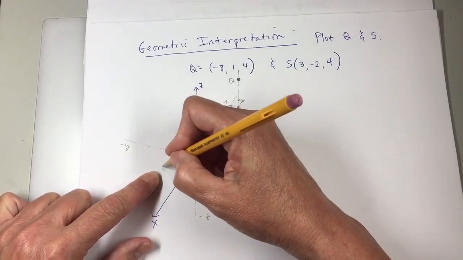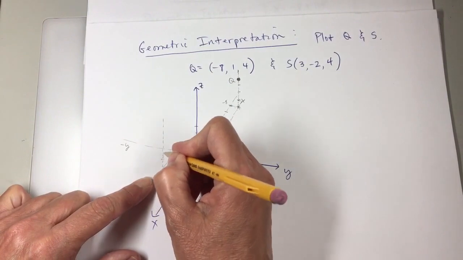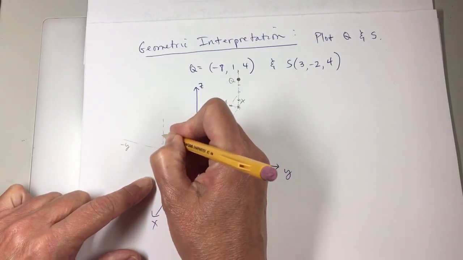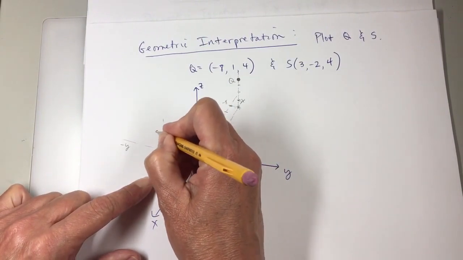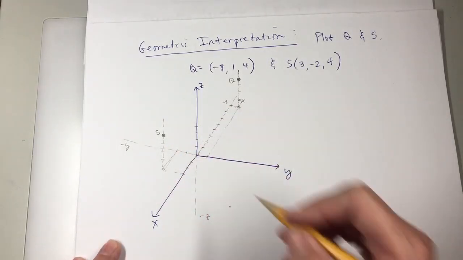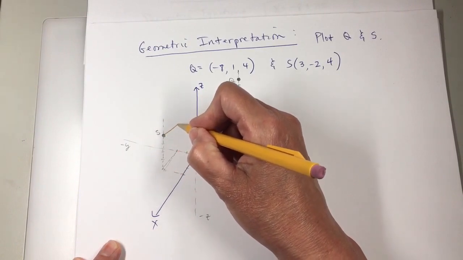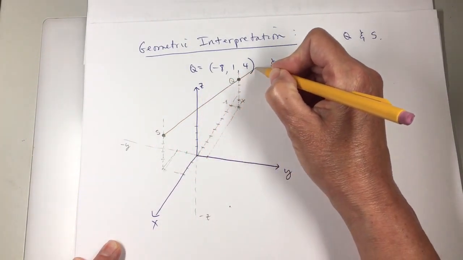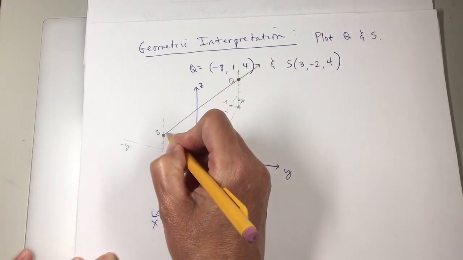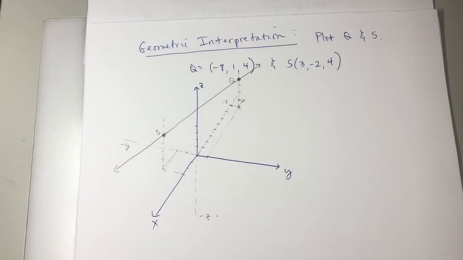And then I got to go up 4 on z. 1, 2, 3, 4. So this is point S. Now the line that we're looking for the equation of, I'll draw from S to Q and keep going, and I'll go this way. That's my line.